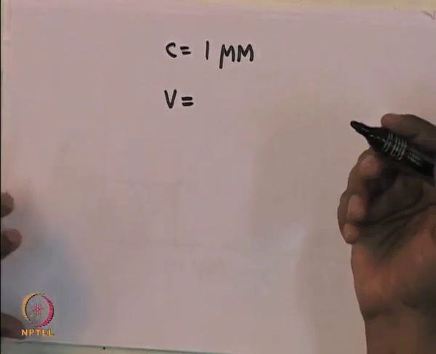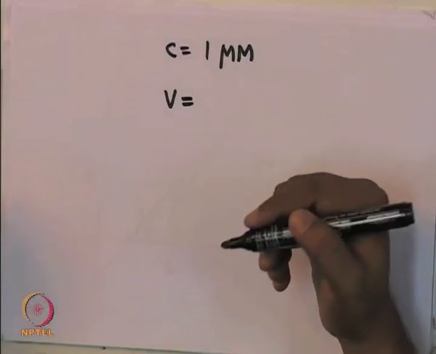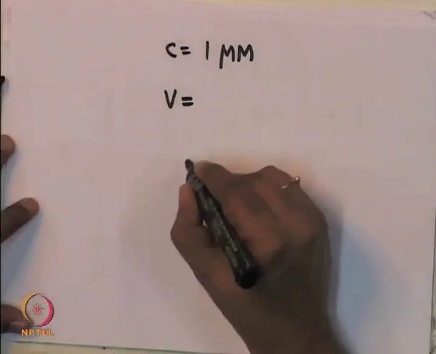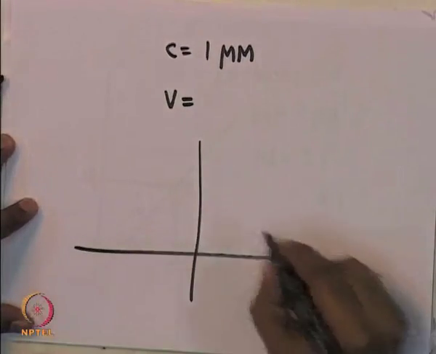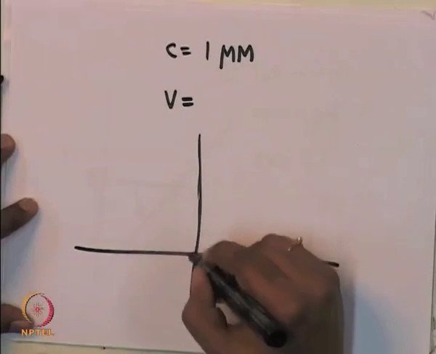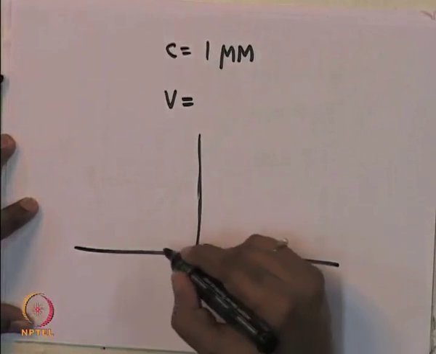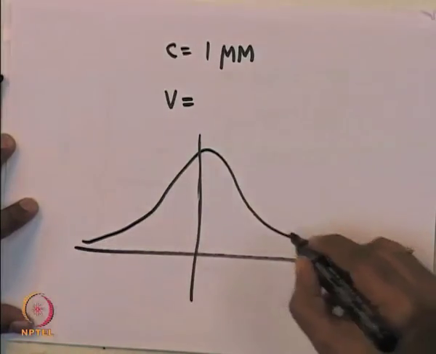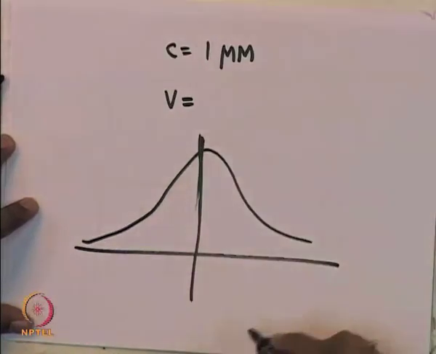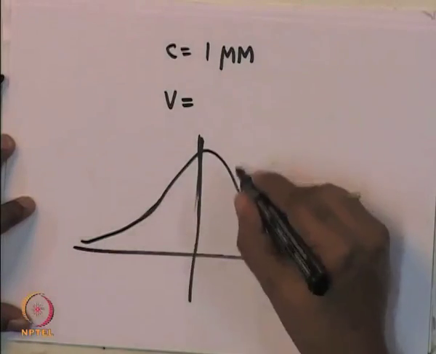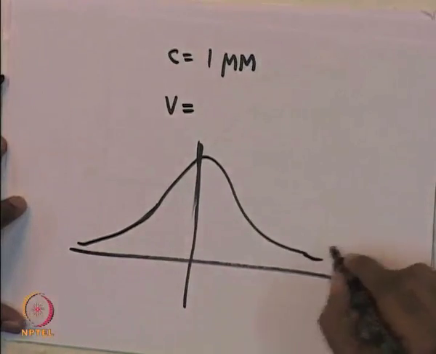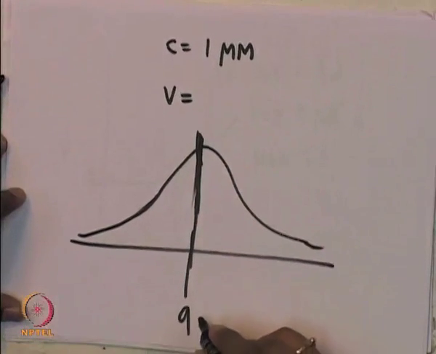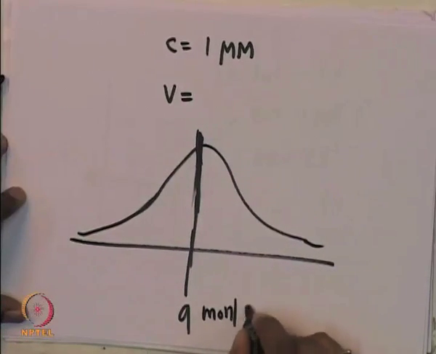Sometimes I get 9.1, sometimes 9.2, sometimes 8.8, sometimes 8.9. Now if I plot the value of V that I got, what do I get? I might get some Gaussian-like distribution like this. I meant to draw a Gaussian, a normal distribution. This is 9, we expect to get 9 monomers per second.